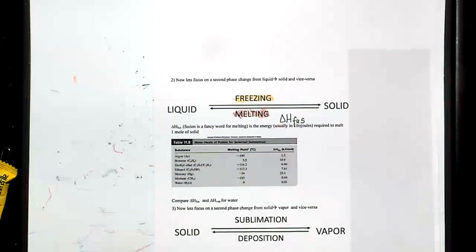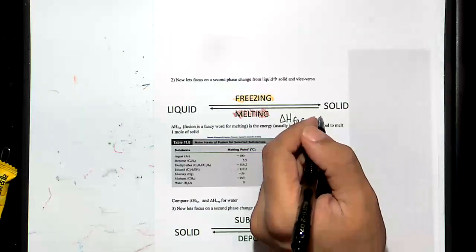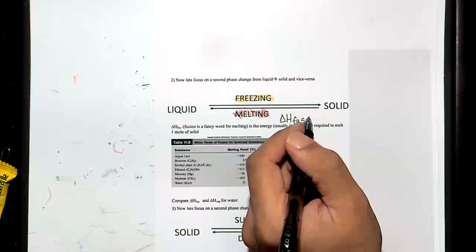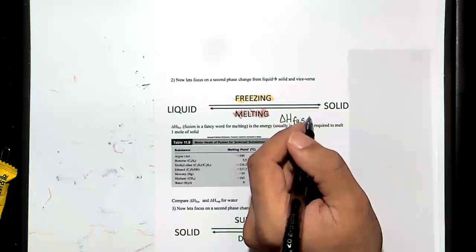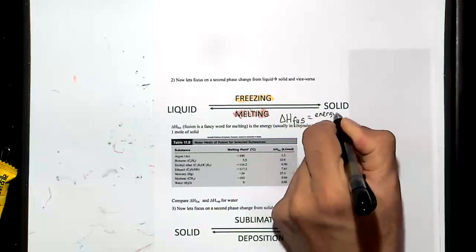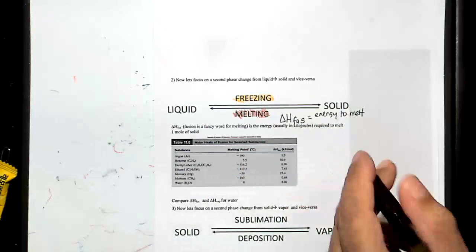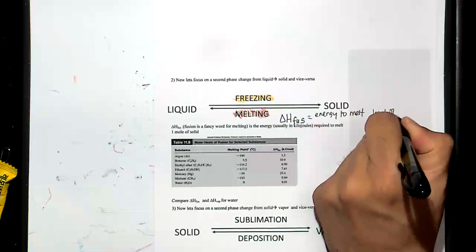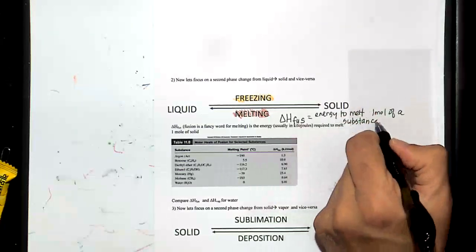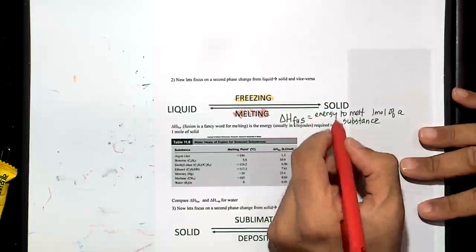This is the energy required to melt 1 mole of a substance. It's the energy you put in. Energy that must be inputted to melt 1 mole of a substance. What is delta H vap? Delta H vaporization, energy to vaporize 1 mole. What is delta H fusion? Energy to melt 1 mole of a substance, energy you put in. Units are just the same: kilojoules over mole or joules over mole.